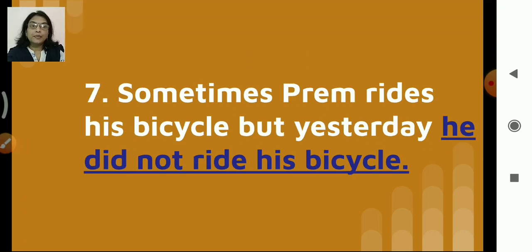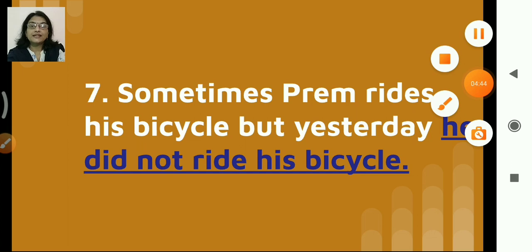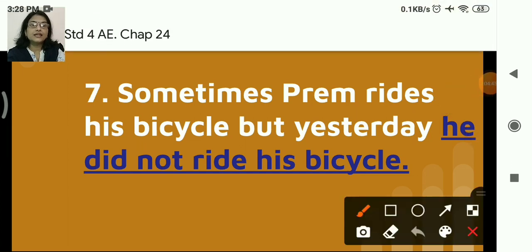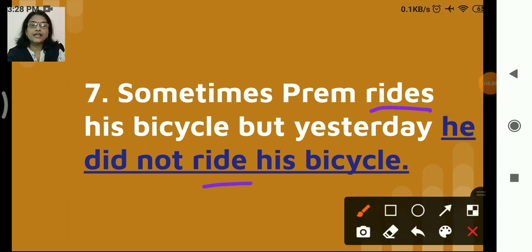Sometimes Prem rides his bicycle, but yesterday he did not ride his bicycle. Rides has changed into ride, right? Children, you can see here, rides, ride.